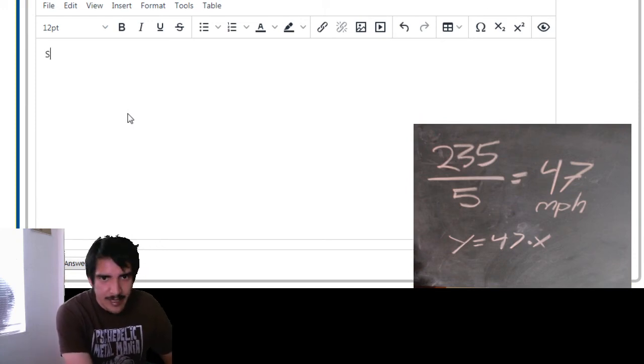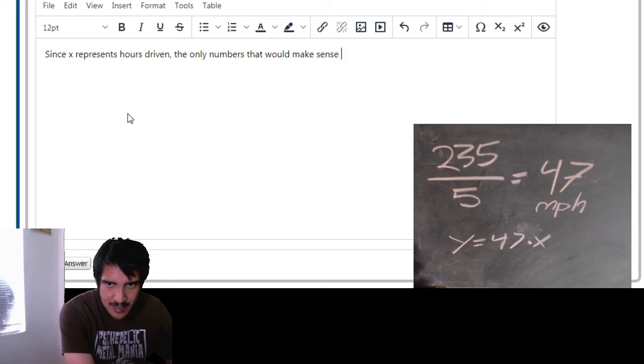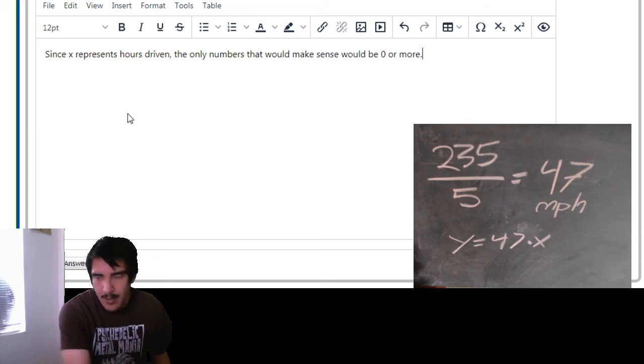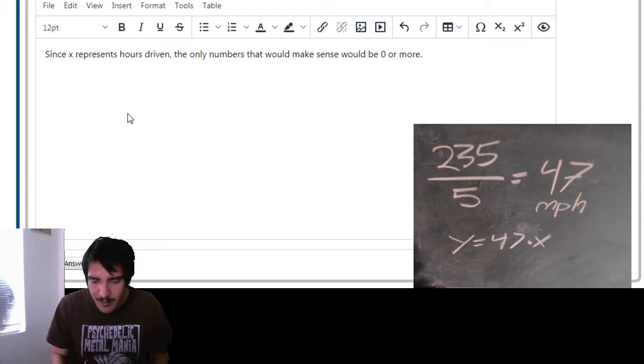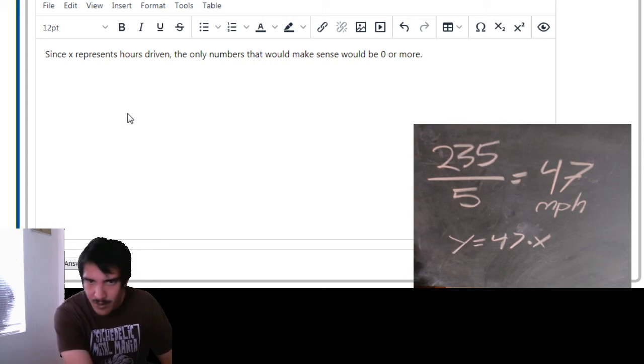So I'm going to write, since x represents hours driven, the only numbers that would make sense would be 0 or more. Because you can't drive a negative amount of time. Once you start driving, you're at time 0. You're at time 0 right when you start driving, but you can't go back in time. So that's why I wrote time should be 0 or more.